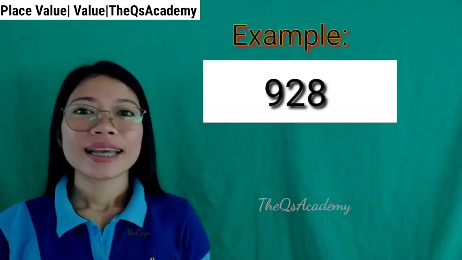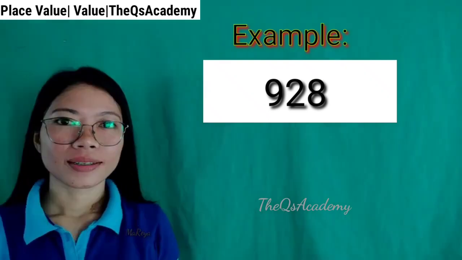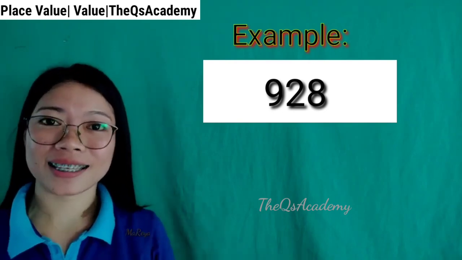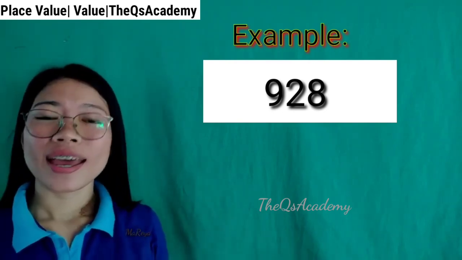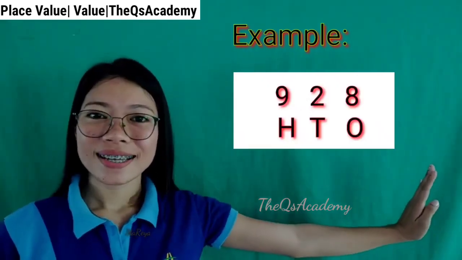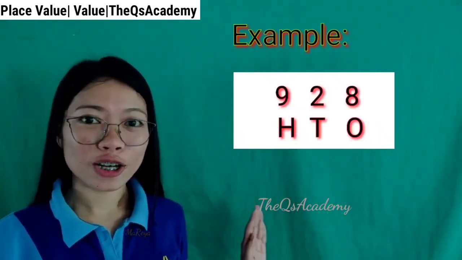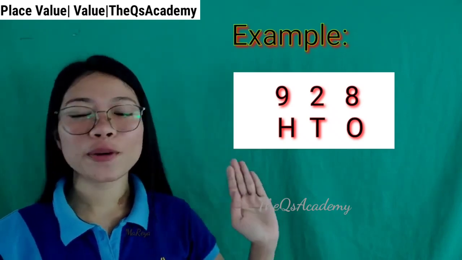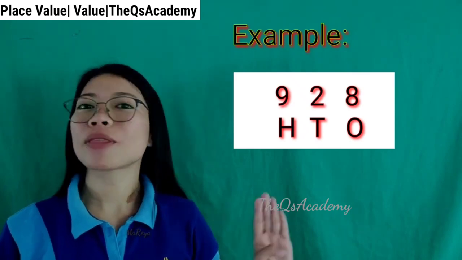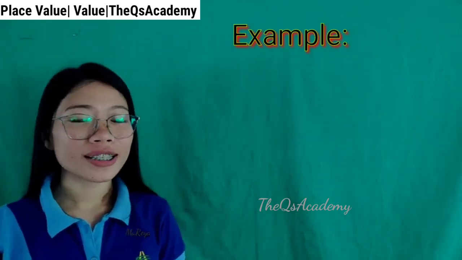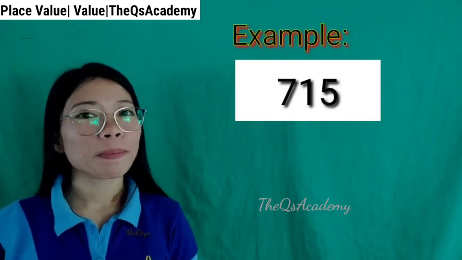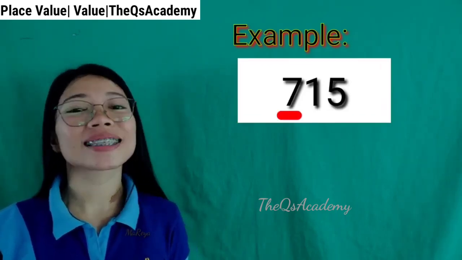For example, 928. What is the position of digit 8, digit 2, and digit 9? Ones, tens, hundreds. 928. You should always start from the right side. How about 715? What is the place value of digit 7?